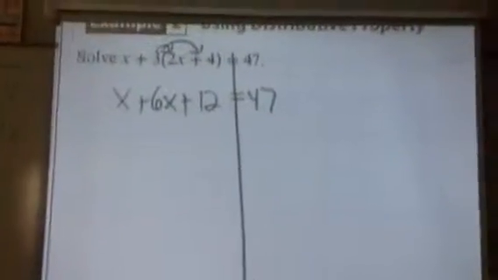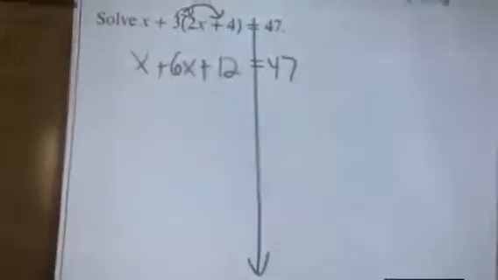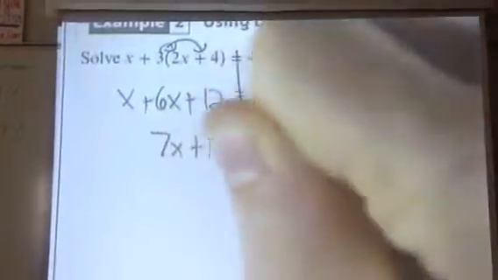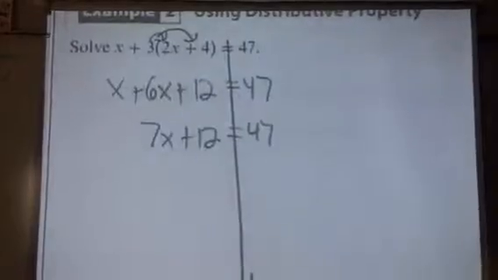Now I still have some more cleaning up I can do. I've got x plus 6x. 1x plus 6x. I'm combining like terms before I start solving. 1x plus 6x gives me 7x plus 12, which equals 47. Now I just need to continue solving.